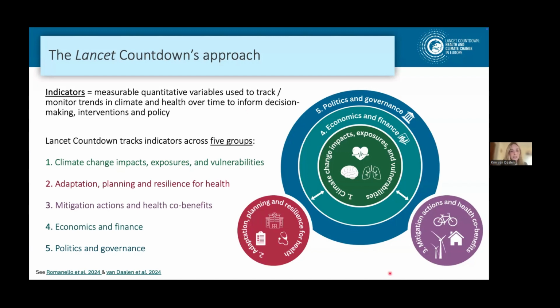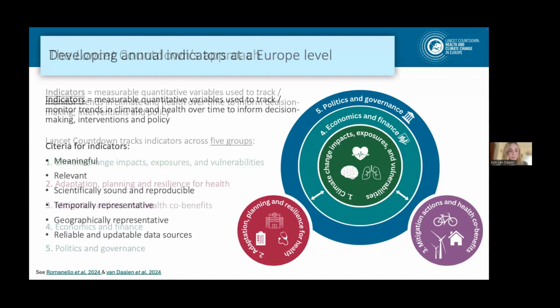And when we look at our indicators, we roughly divide them into 5 different groups. So we have indicators that focus on impacts, exposures, and vulnerabilities. We have indicators that focus on adaptation, planning, and resilience for health. Indicators that focus on mitigation actions and health benefits. Indicators that focus on economics and finance, and indicators that focus on politics and governance. And in the slides that follow, I will be giving a few examples in each of these different teams.